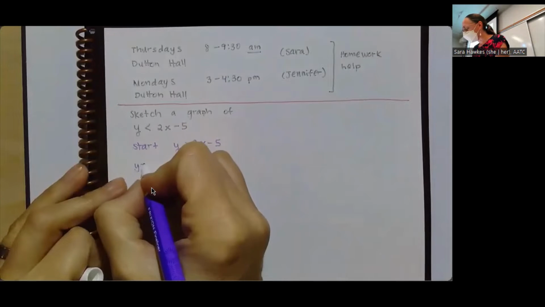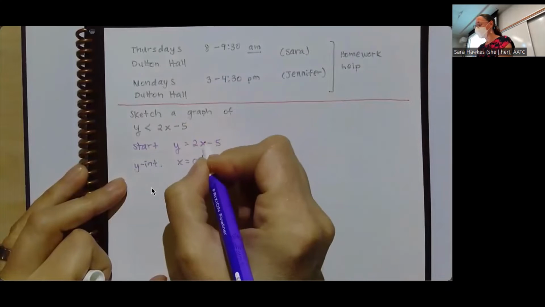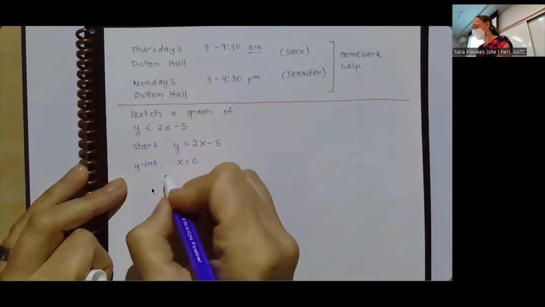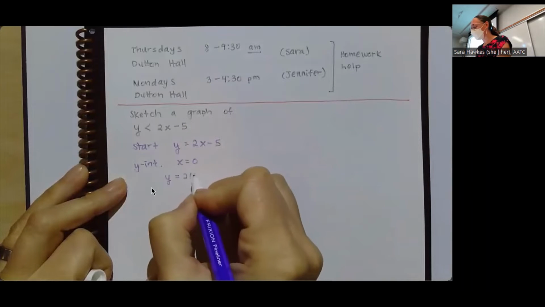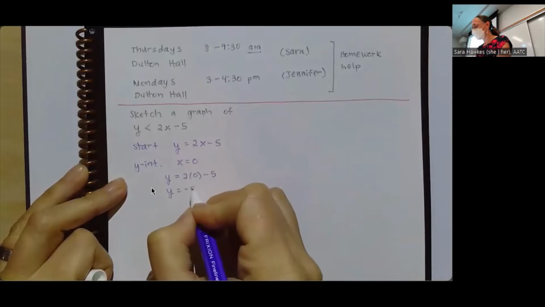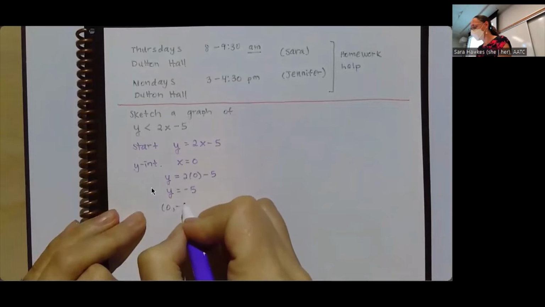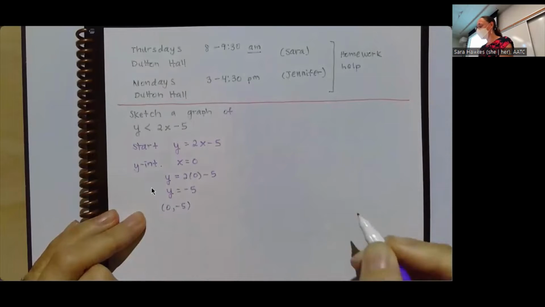So to find that y-intercept, I'm going to replace the x in the equation with a 0. So I'll have y is equal to 2 times 0 minus 5. So y is going to be equal to negative 5. And the coordinates of that y-intercept are 0, negative 5.